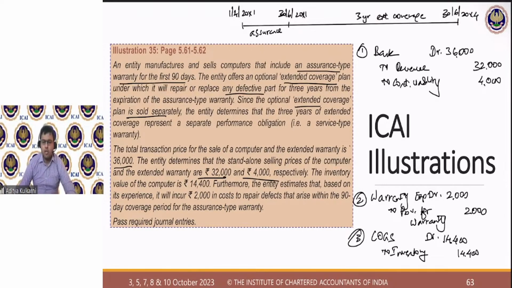In the institute's module, you will see entries 1 and 2 are clubbed together as a single entry. I just separated it. Otherwise, it is the same. Are we clear with this? Yes. Are we clear?